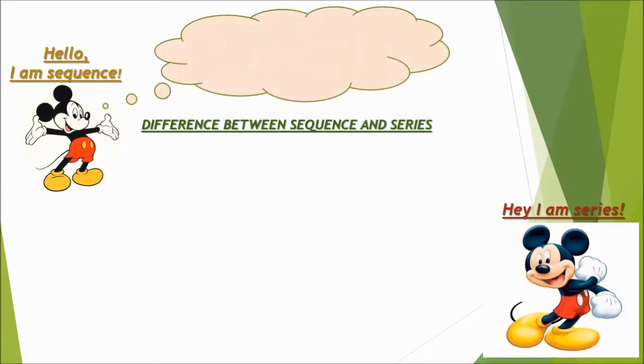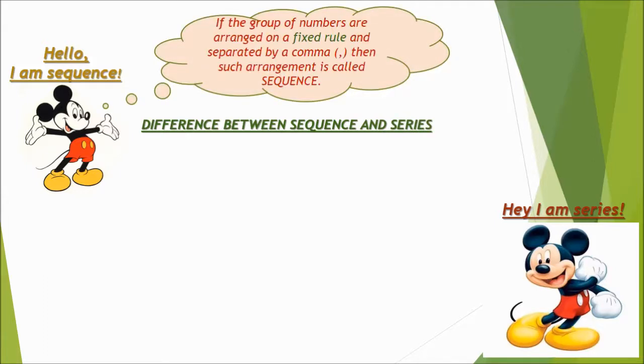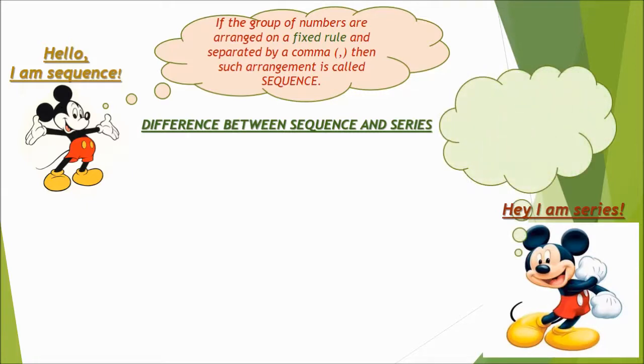It's the definition. If the group of numbers are arranged on a fixed rule and separated by the comma, then such arrangement is called sequence, isn't it? We know that. And you can see what series says. If the terms of any sequence are combined by operator. Now, this is the easiest definition for series, isn't it? There is another definition in the previous slide, a different definition. Whichever you like, you can use.